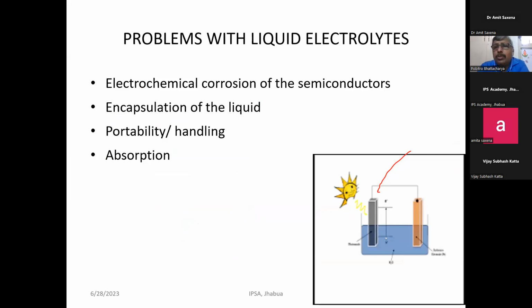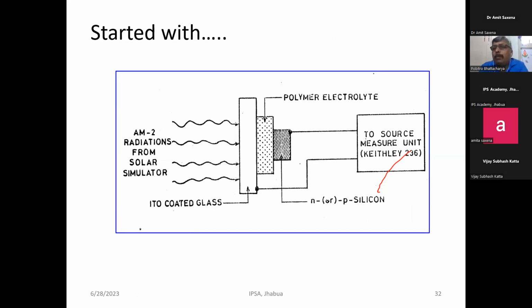Now, we used liquid electrolytes in these devices. The setup was very simple. In a vessel, in a beaker or some container, a semiconductor electrode was immersed and a counter electrode was immersed, and an electrolyte, may not be polymer, was used. But the conventional problems of the liquid remain as such. So we started with something like this. This is a very planar structure.